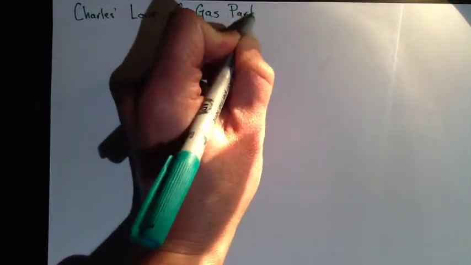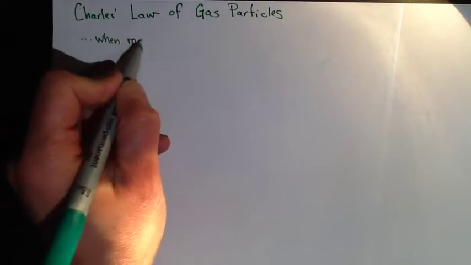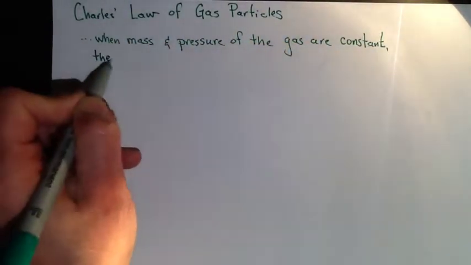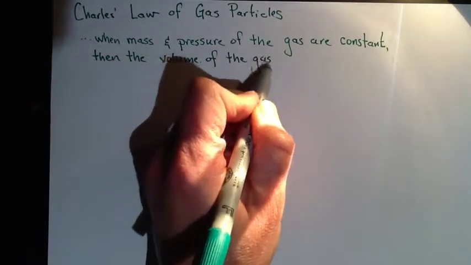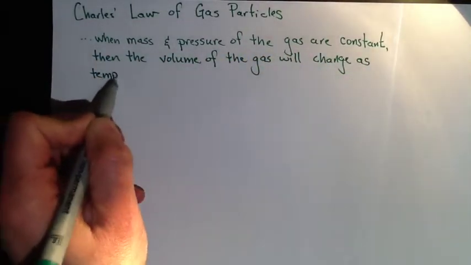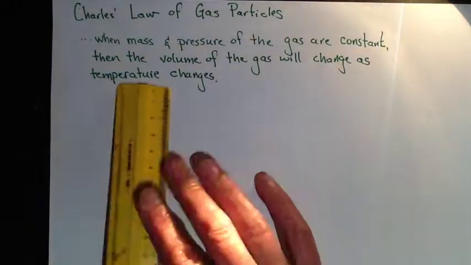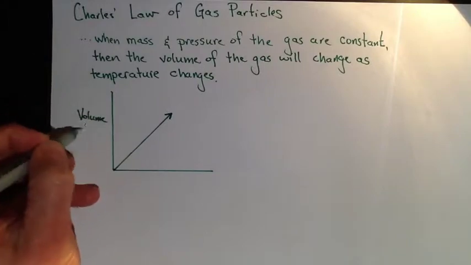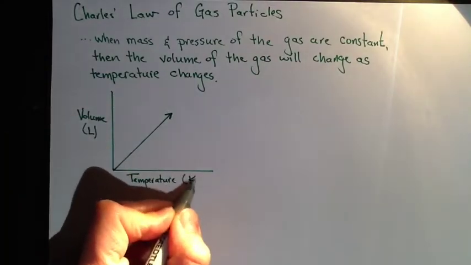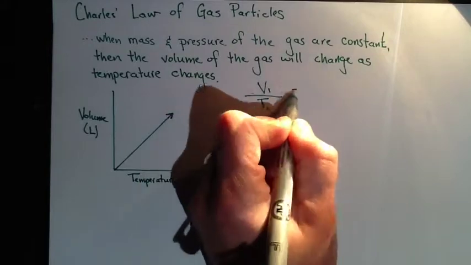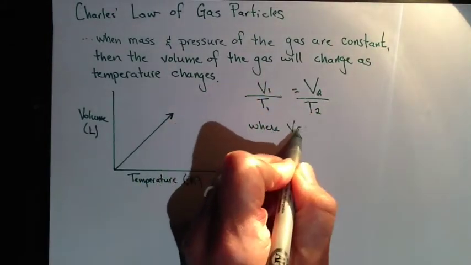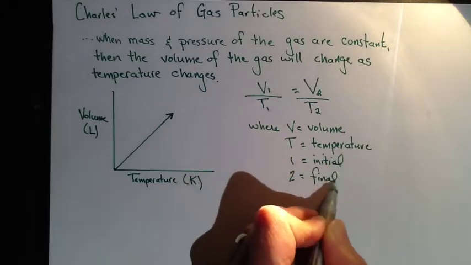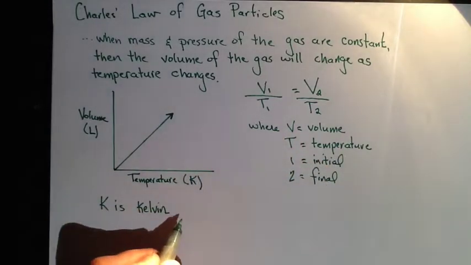Charles's law of gas particles. Charles's law states that when the mass and pressure of a gas are kept constant, the volume of the gas will change proportionately to how the temperature changes. This can be seen through graphical analysis with a straight line with a positive slope. The formula would be V1 over T1 equals V2 over T2. V is volume, T is temperature, 1 is initial, and 2 is final.